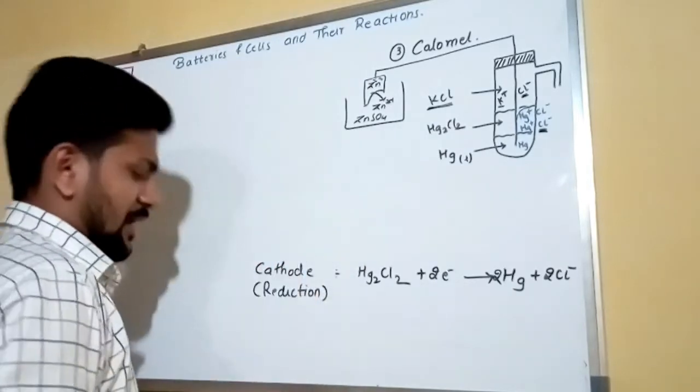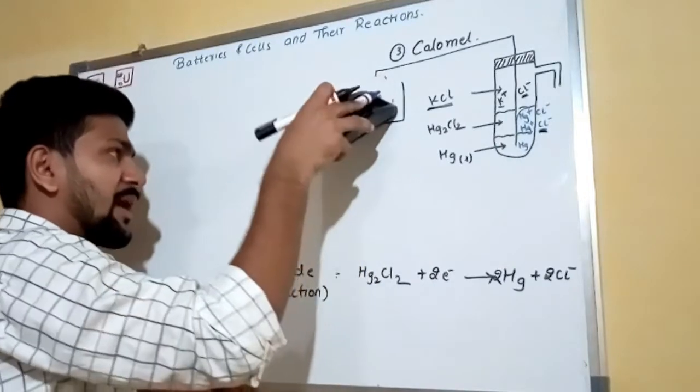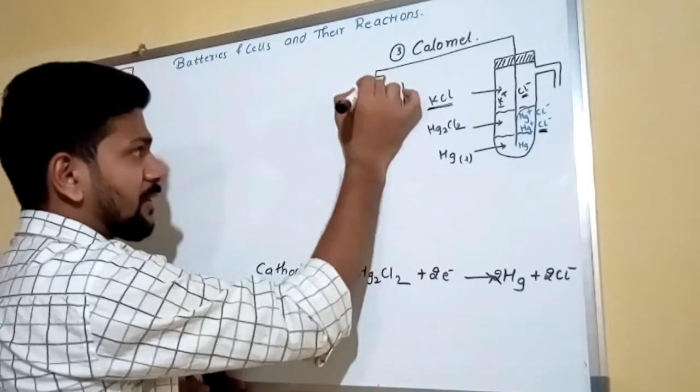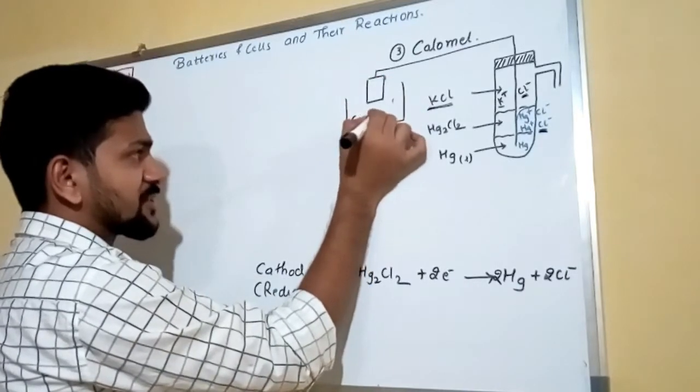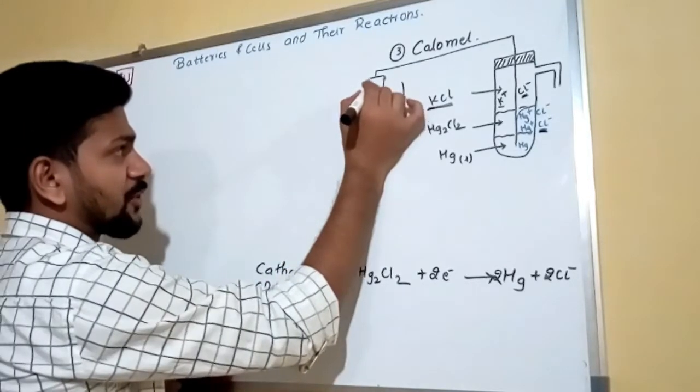Now let us consider, instead of zinc, there is a copper plate placed over here, and you have copper sulfate solution placed over there. So this will be your copper rod present with copper sulfate solution. So obviously copper will be doing reduction over here. So this will be a positive rod.